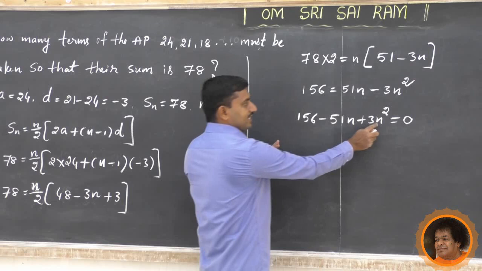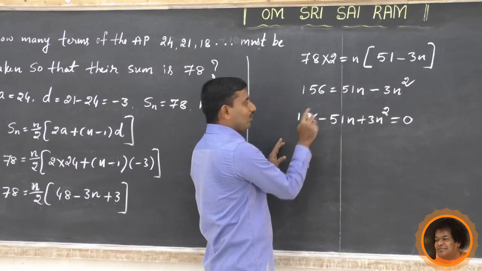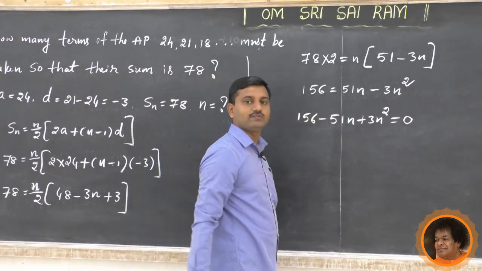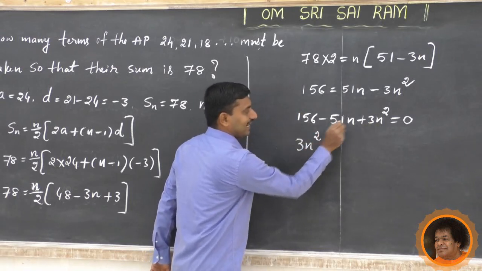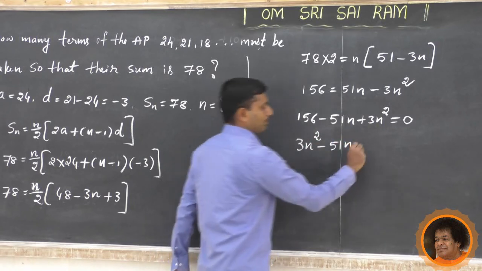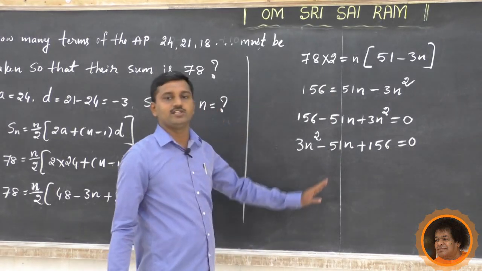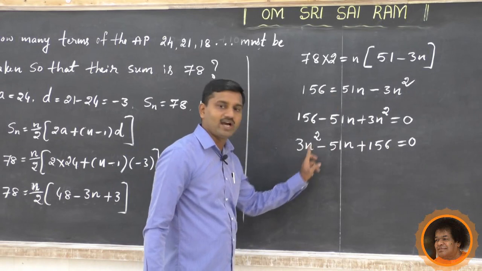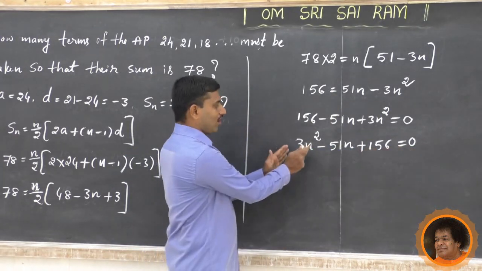So here n square, n to the power 1, n to the power 0. Now write the terms in standard form, that is, in decreasing order of their powers. So the first term is 3n square and the second term along with the sign is minus 51n, so plus 156 equal to 0. So this is the standard form of the quadratic equation, that is ax square plus bx plus c equal to 0, in decreasing order of their powers.